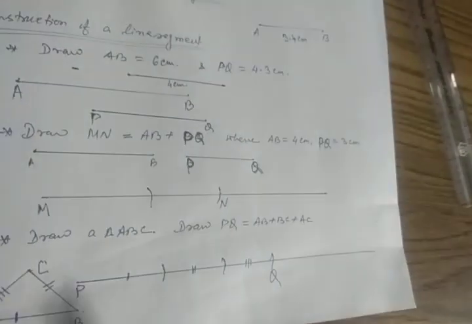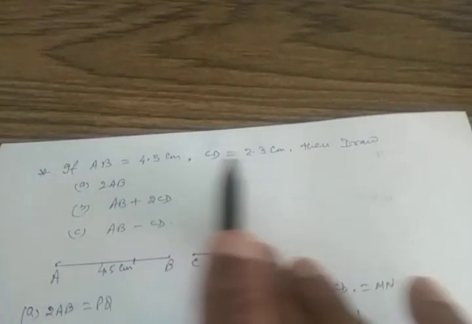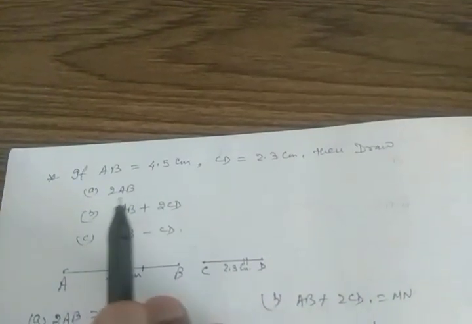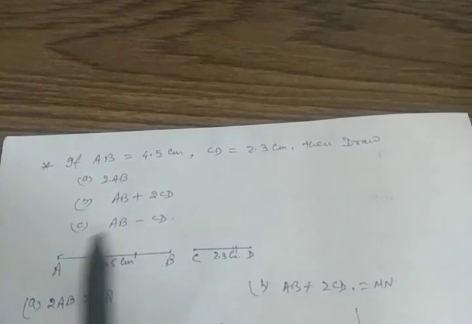And also very good questions, where you have to represent PQ, that is AB plus BC plus AC. So I just hope you can do it now. Now just see another one. It may be asked in your examination also like this. That is, AB and CD are given, and you have to draw 2AB, AB plus 2CD or AB minus CD. In the same way we can present so many parts.